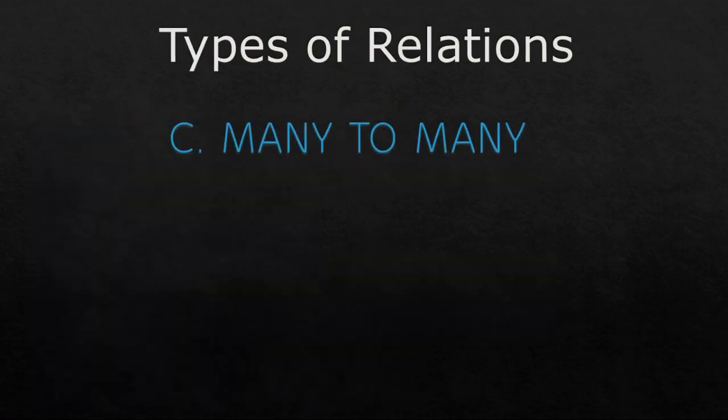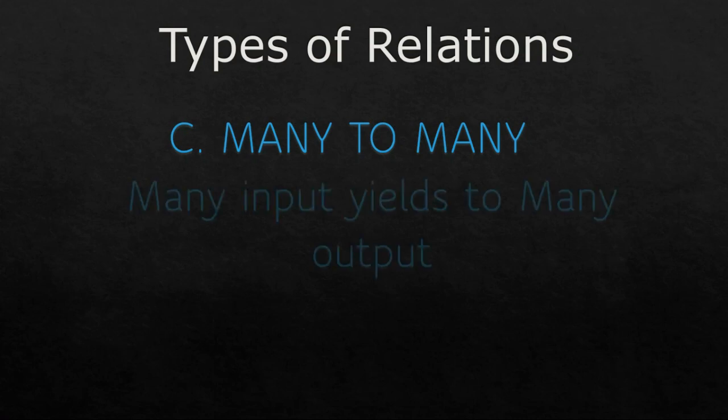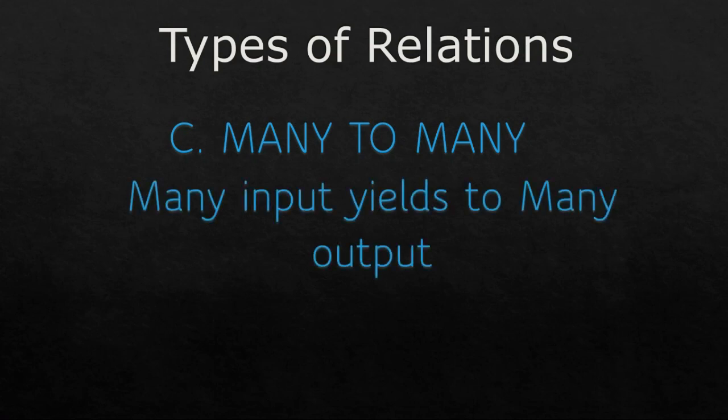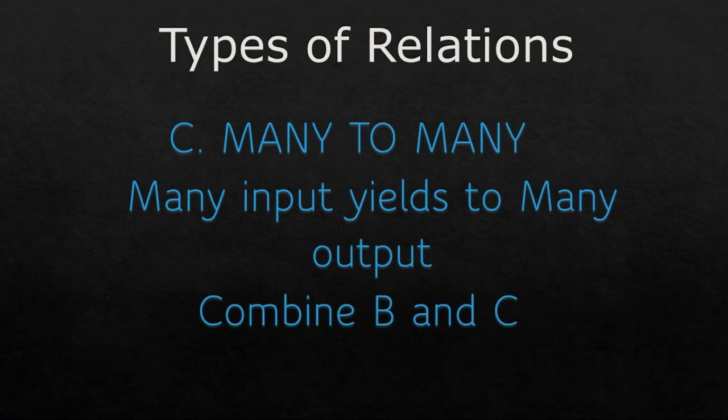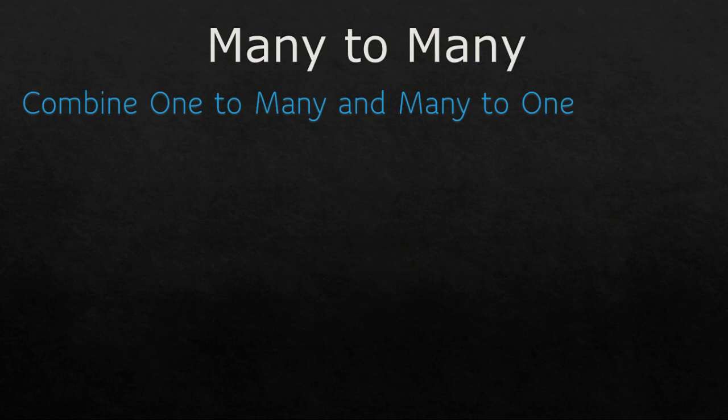The last type of relation is called many-to-many. So the name suggests that this means that many inputs can result to many outputs. For this type, you just need to combine one-to-many and many-to-one to list down all of its properties. Check them out.